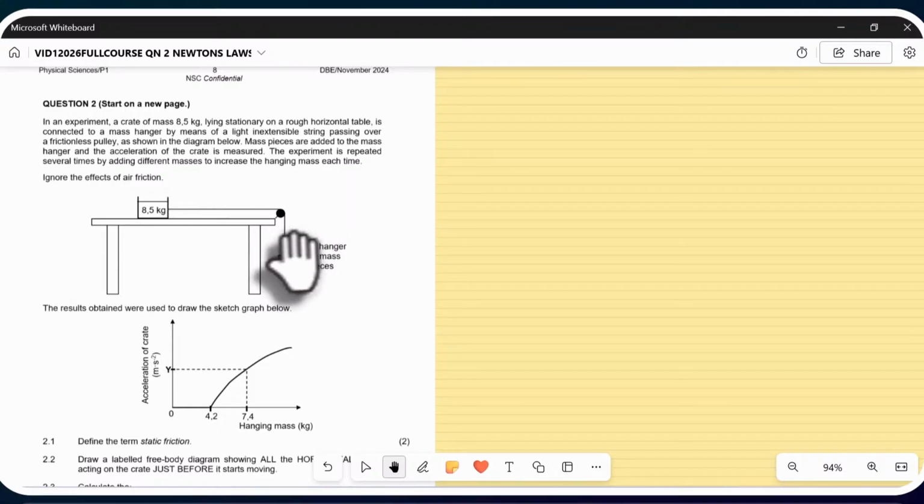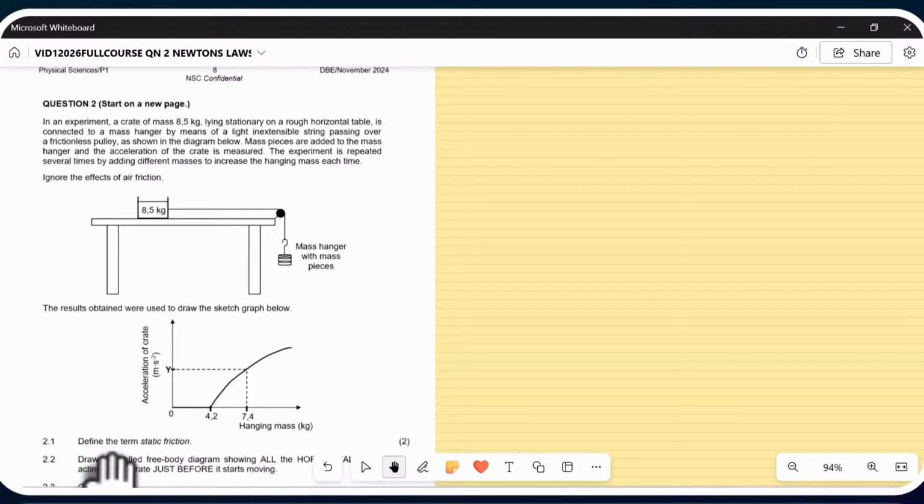Now they say here, this is the crate, and this is the mass hanger with mass pieces. These are 3 so far. They say the results obtained were used to draw the sketch graph below. Here we have acceleration on the y-axis and the hanging mass in kilograms on the x-axis.